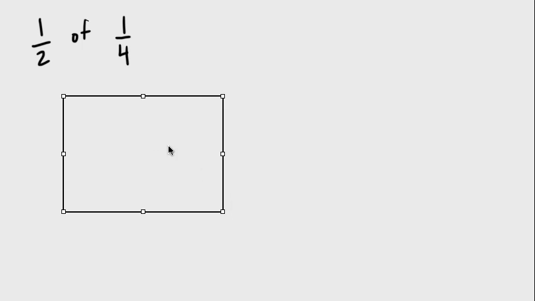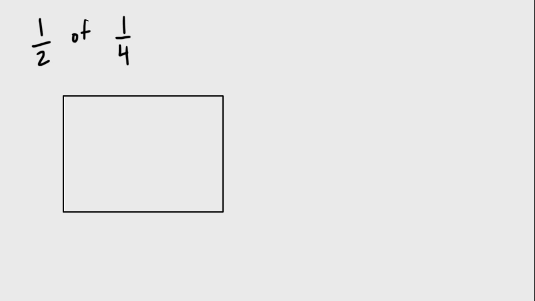So first off, let's do an easy one. What happens if we take 1/2 of, or multiply of, we'll just say of, so we can understand that a little better. 1/2 of 1/4. And so what I'm going to do is first show you the visual, and then I'll show you how we do the math with that so you can kind of see.